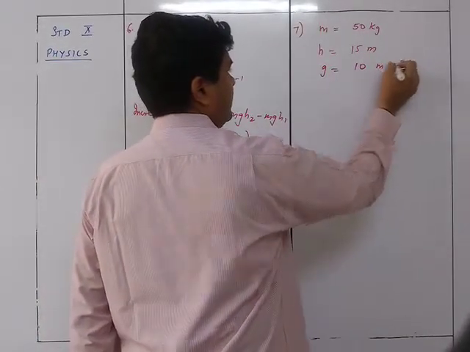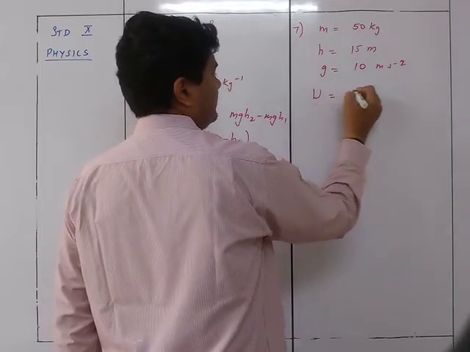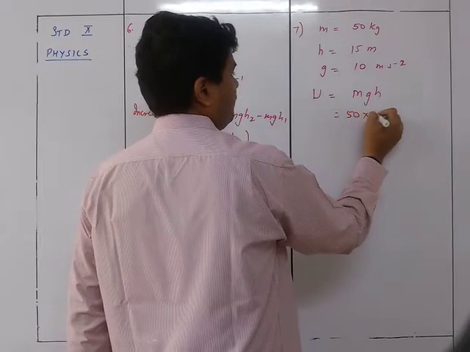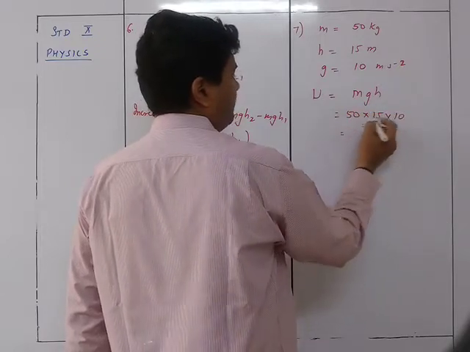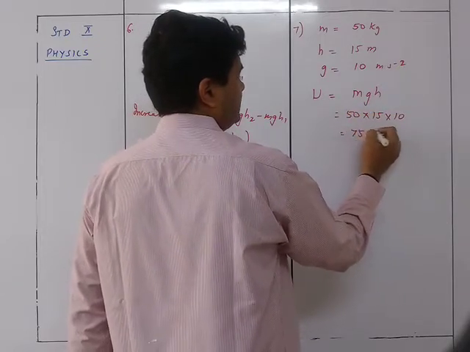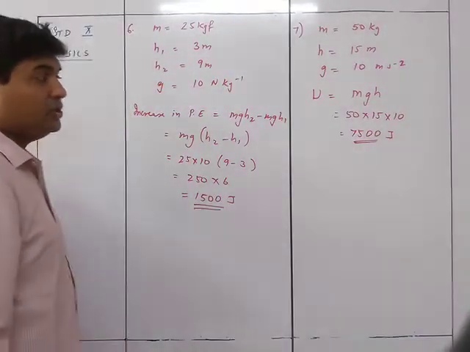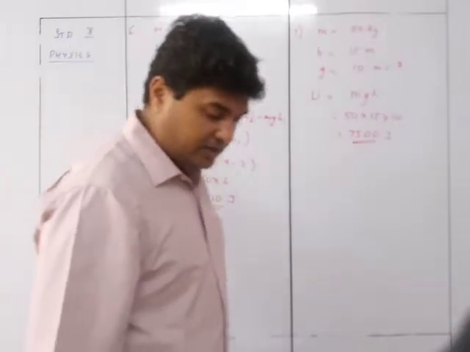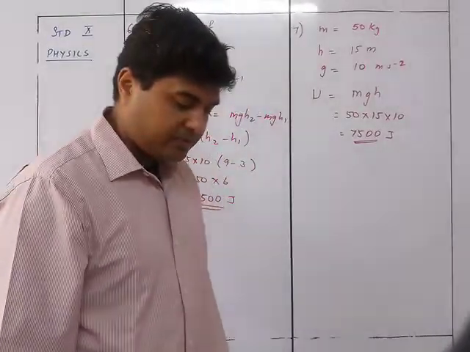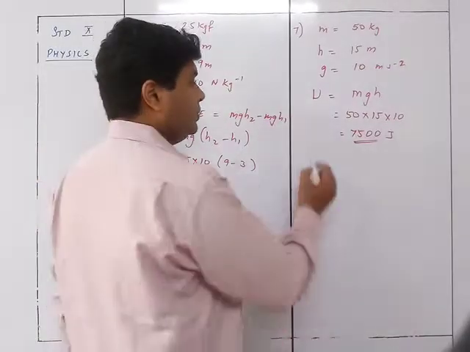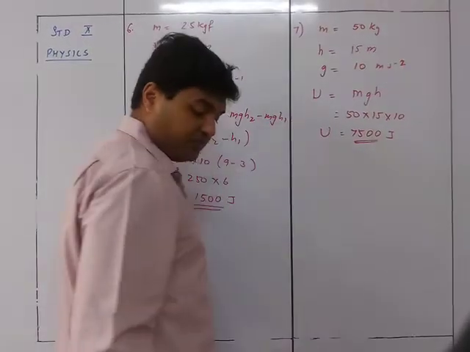So you have over here potential energy U is equal to mgh, which is 50 into 15 into 10. That is 15 into 5 is 75, and then 00, so 7500 joule. That is assuming the gravity. What will be the potential energy of the water? The potential energy will be equal to, so U will be equal to 7500 joule.